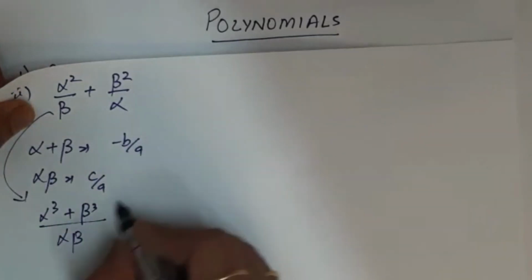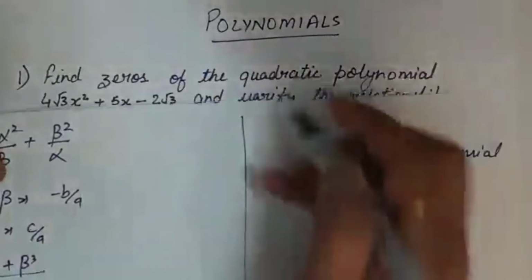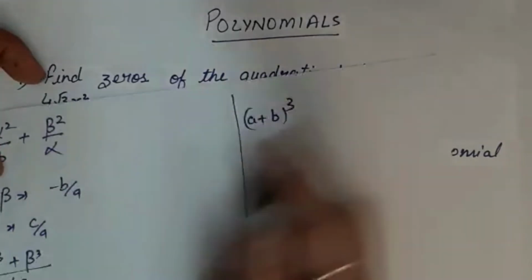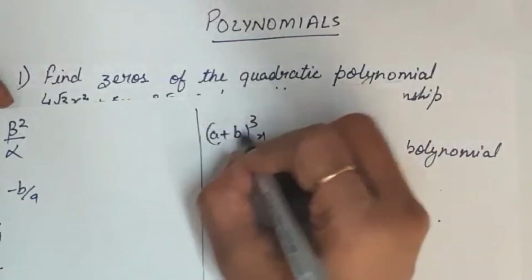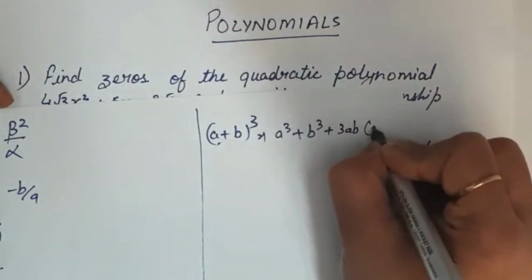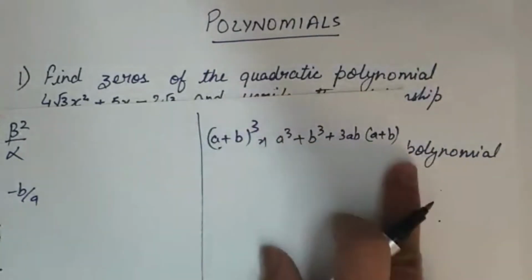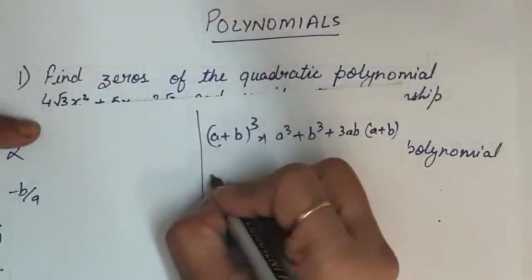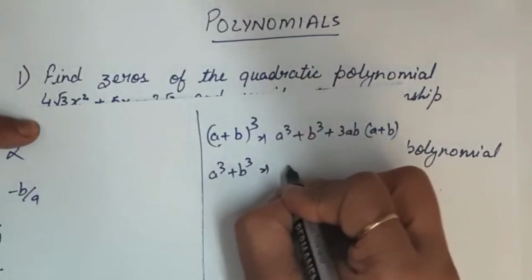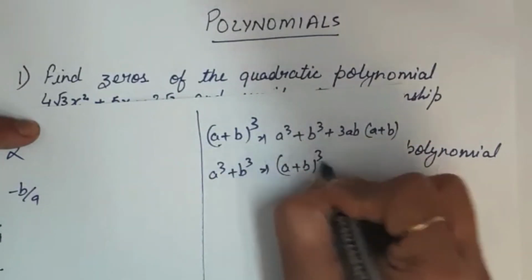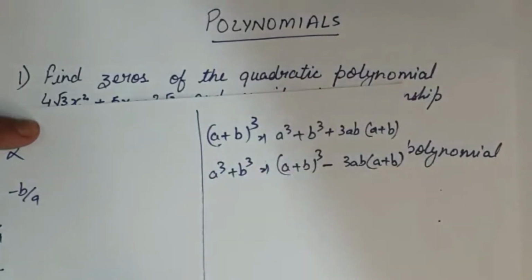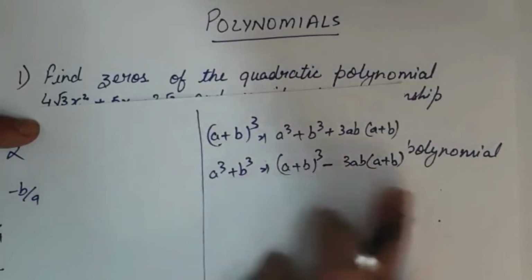Now again the same procedure. We know the (a + b)³ formula, but we don't know a³ + b³. So the formula is (a + b)³ = a³ + b³ + 3ab(a + b). This is the formula. Now a³ + b³ is left, and (a + b)³ − 3ab(a + b). I hope you understood this. Now put the value of a³ + b³.